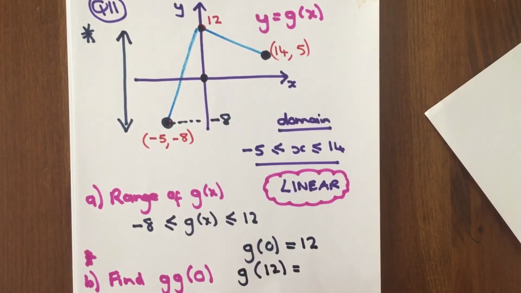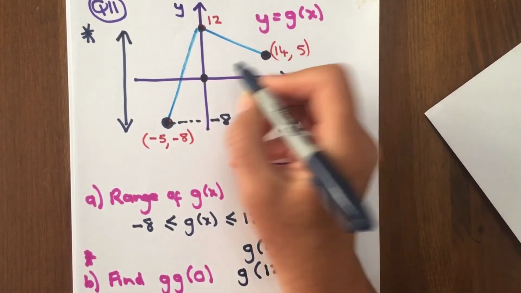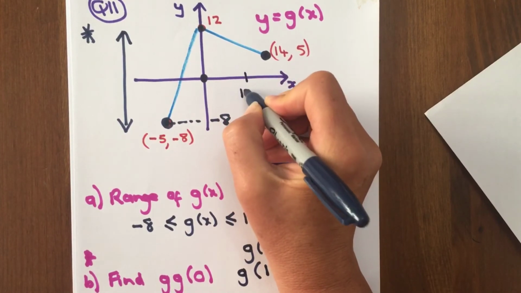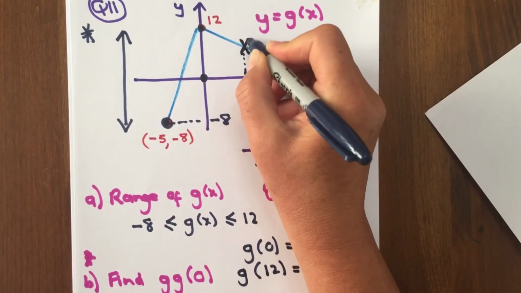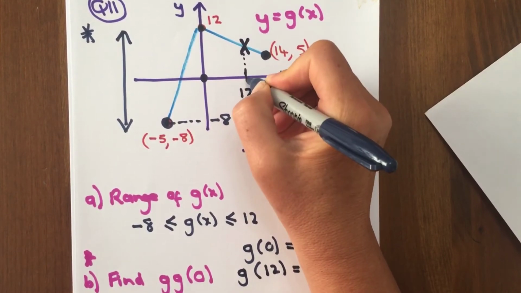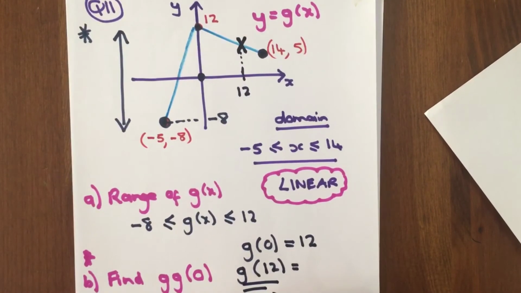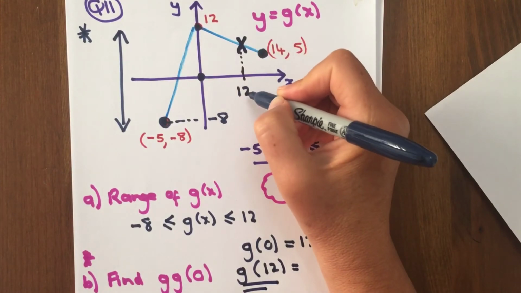Okay, so what's g of 12? So this is my function g. I go along x until I get to 12, which is about here, and I need to find my value of y when x is 12. That's what this is asking for. What is the value of y when x is 12?